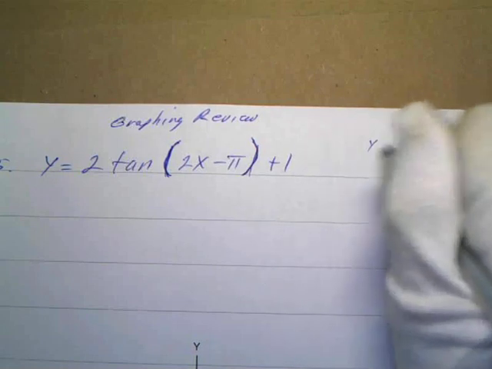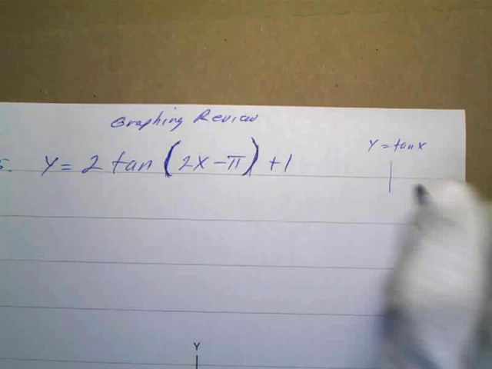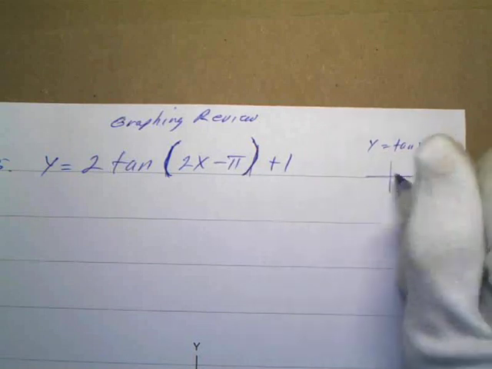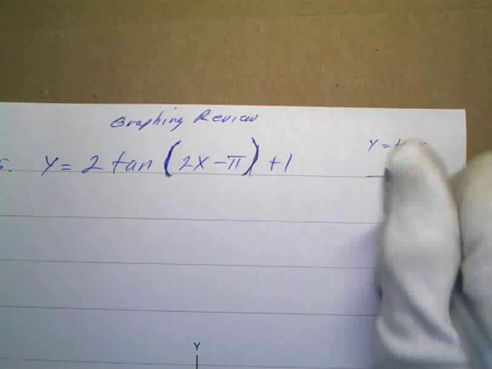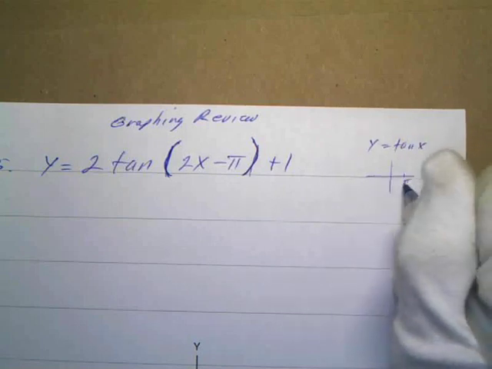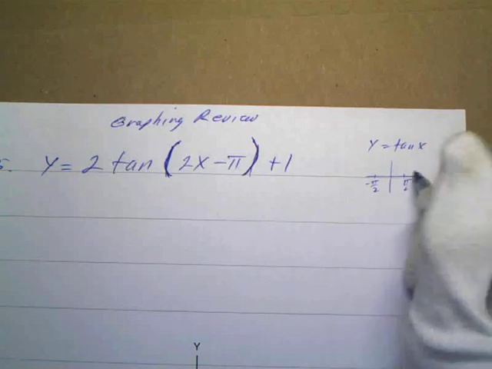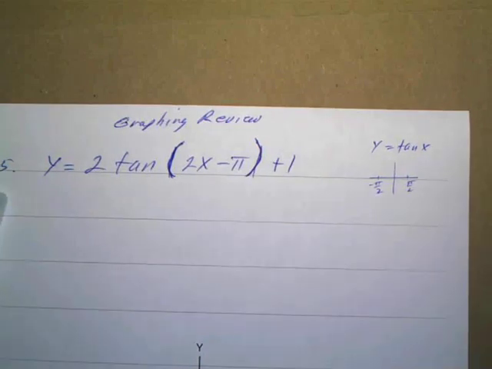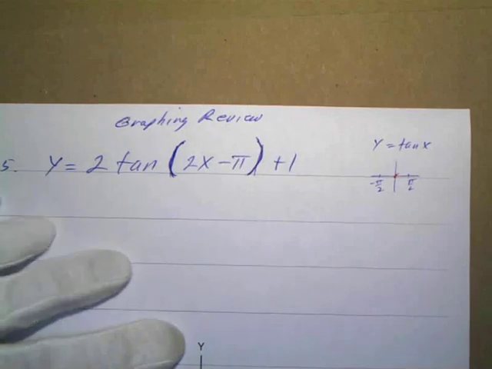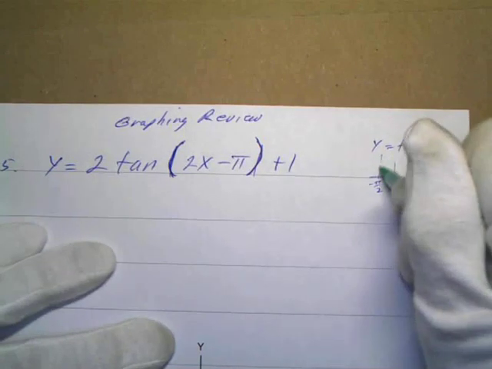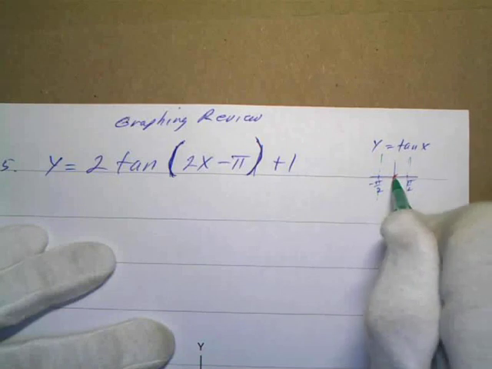tangent, just y equals tan of x, has a period of pi. So it's actually pi over b that gives you your period. So this is pi over 2, minus pi over 2, and your 0 is in the center. And you got your asymptotes going up here on these pi over 2s. So you want to know that basic move, because when we shift it around, we just move everything over.